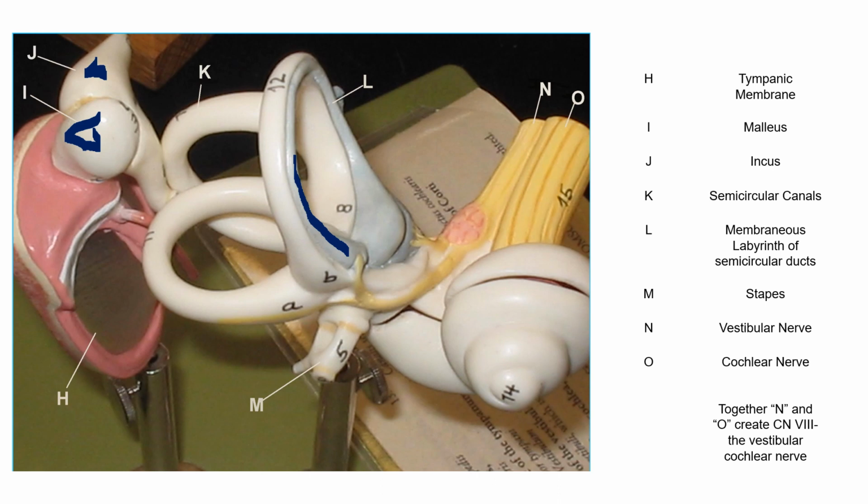Again, we can see the cochlea, and letter N is pointing to the vestibular portion, and O is pointing to the cochlear portion of cranial nerve number 8.